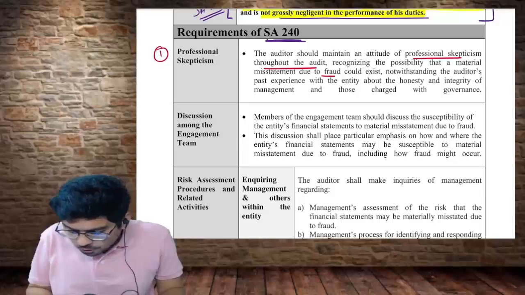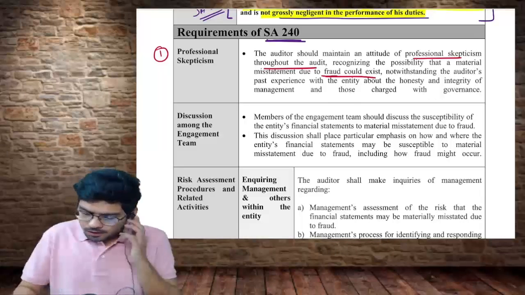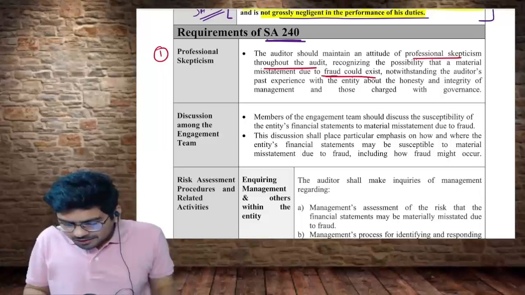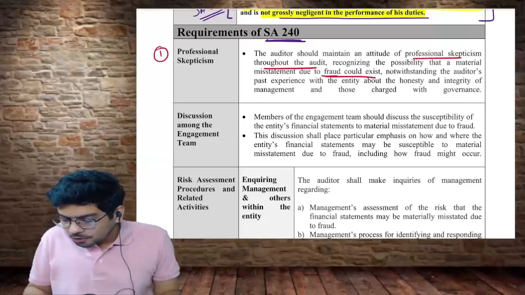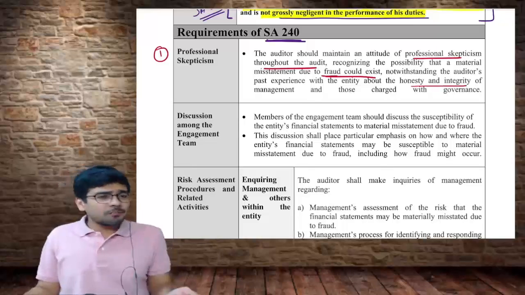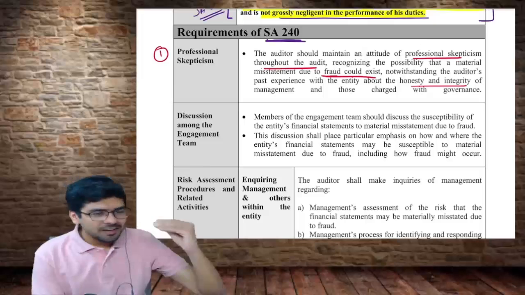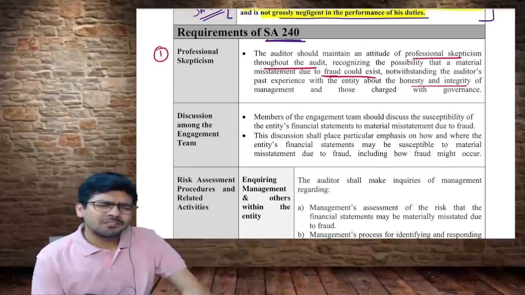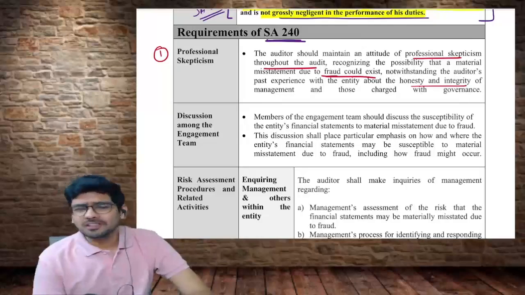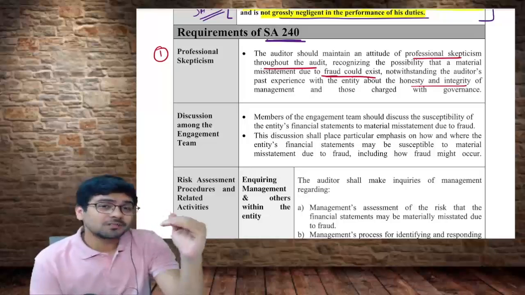So he should maintain an attitude of professional skepticism throughout the audit, recognizing the possibility that a material misstatement due to fraud could exist, notwithstanding the auditor's past experience with the entity and about the honesty and integrity of the management. Let's say we have been auditing an entity for the past 2-3 years. The entity management or the owners portray that they are very humble, they are very honest, etc. But please ignore this fact.